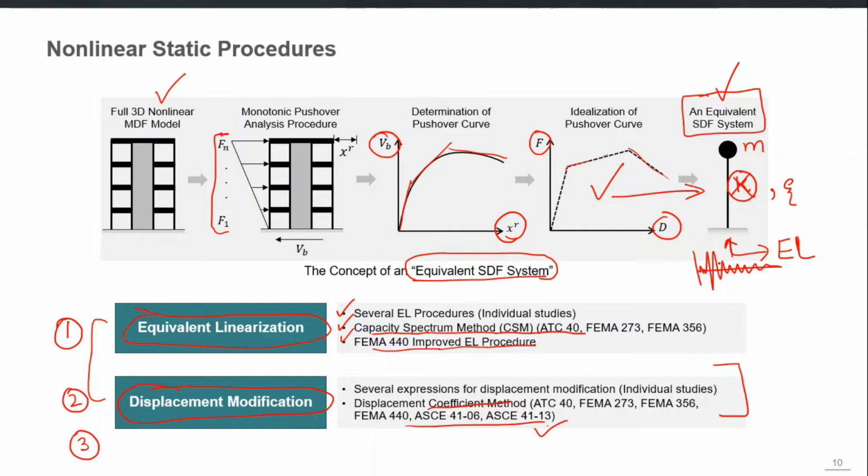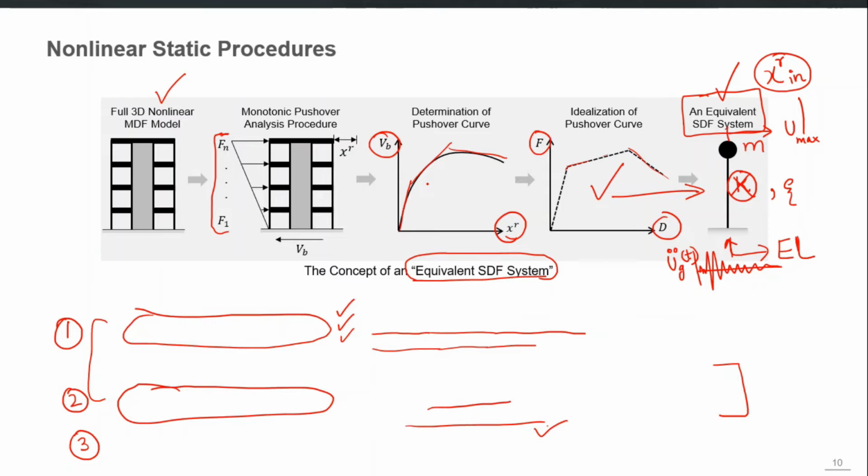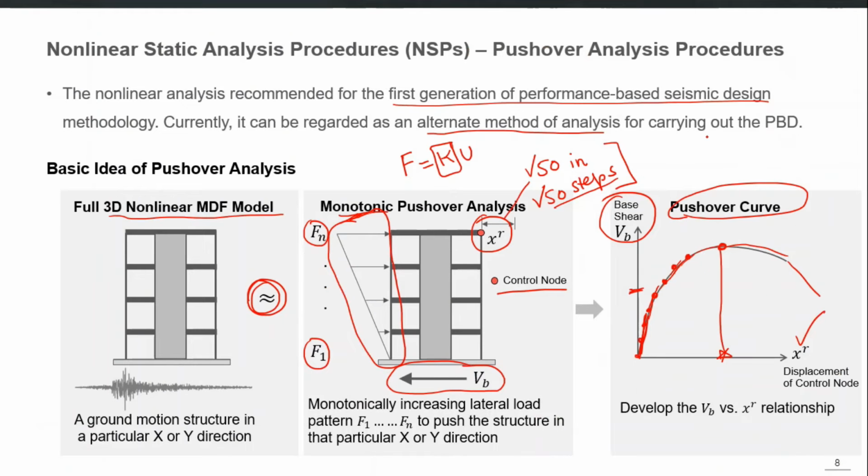We can simply shake that single degree of freedom system by the same earthquake against which we want to calculate the response, right? So we can shake that single degree and calculate the peak displacement U max, and that is actually equal to that XRIN, right? So again we estimate that XRIN from this method and go back to our pushover curve and stop the analysis at that particular step and extract all the responses.